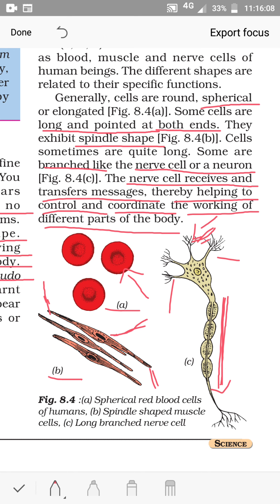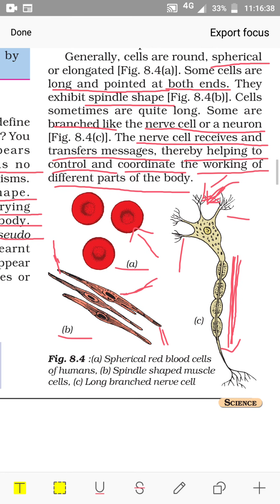Now the function of the nerve cell is to transfer messages and help to control and coordinate the working of the different parts of the body. This branched part helps it to receive the message, and this elongated part helps it to transfer the message to the other neuron. So here you understand that the shape of the cell is related to its function. The shape of the cell is related to its function.